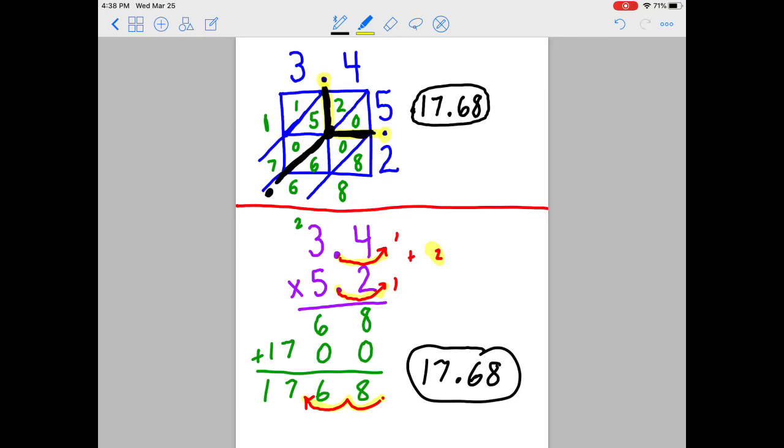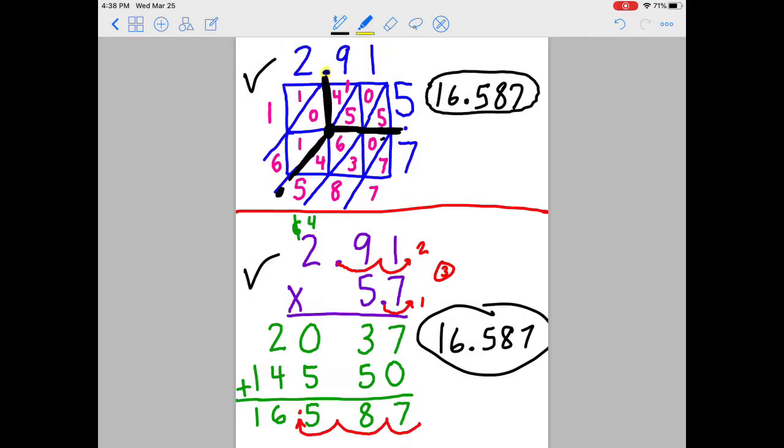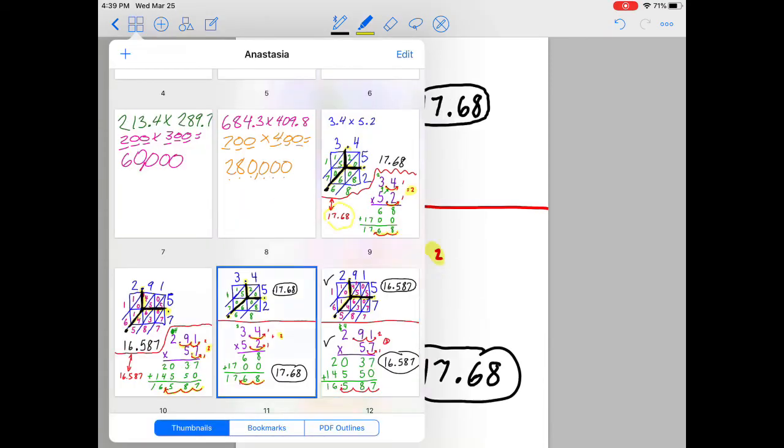One's running down. This one's running over. They go all the way down the slide and they land there. So 17.68. Same thing with this one. This one's up here. This one's on the side. He's running this way. She's running that way. What happens? They bump heads. They fall down the slide and they land right there. 16.587. Okay, so you need to know where the decimal point goes. Everything else is exactly the same.